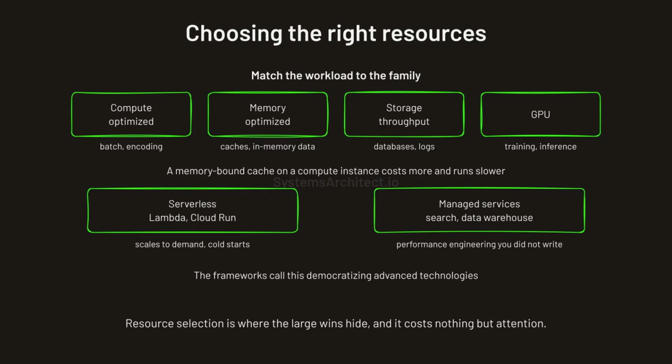Serverless changes the calculation again, because AWS Lambda and Google Cloud Run scale to demand with no fleet to manage. They suit spiky and event-driven work. Cold starts add startup latency you must design around.